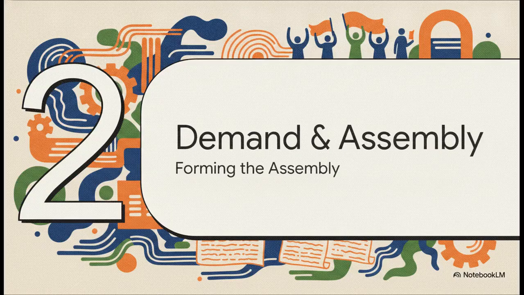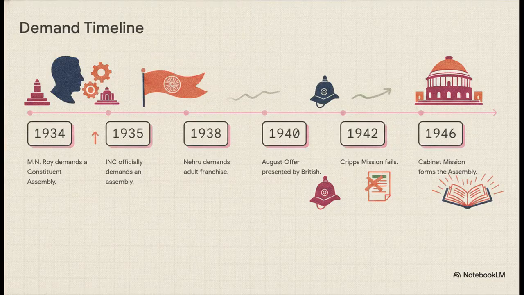Moving on to Section 2, Demand and Assembly Formation. Getting this assembly together was a seriously long uphill battle. It kicked off with communist thinker M.N. Roy making the demand in 1934 and then evolved through official pushes by the Congress. Along the way, there were a bunch of surviving half measures from the British during World War II, things like the August Offer and the Cripps Mission. But it wasn't until the Cabinet Mission in 1946 that the assembly was finally officially formed.